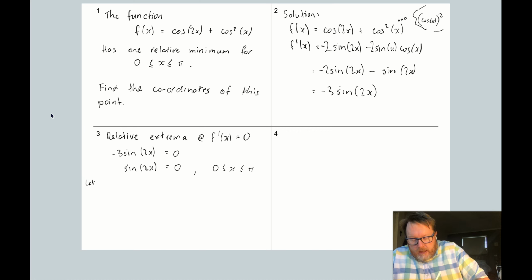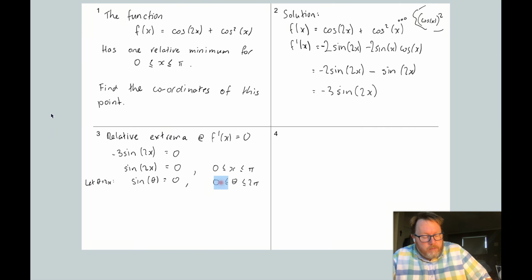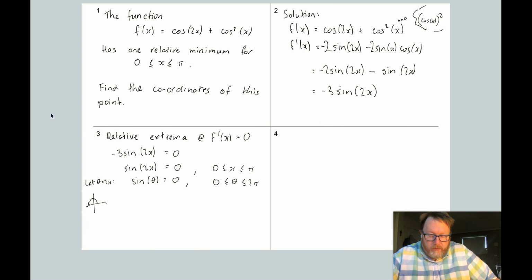So now I'm just going to say let theta equal 2x. So we've got sine of theta is equal to 0 for theta between 0 and 2 pi. So I've just multiplied the endpoints of the domain by 2 to get my new domain. Now I'm going to solve for theta. Now this is pretty straightforward. If you remember the unit circle, we should know where sine of theta is equal to 0. We're going to have sine of theta equal to 0 here, and then we're going to have sine of theta equal to 0 here, because there's no movement in the y direction, remember.